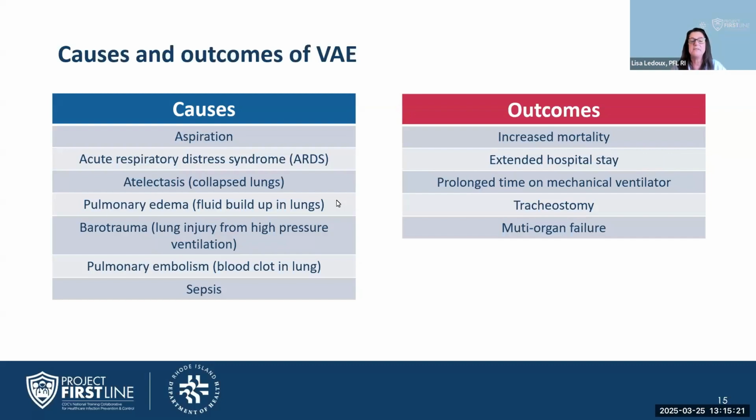Patients experiencing a VAE have a significantly higher risk of death compared to those without a VAE. Also, VAEs cause extended hospital stay due to the need for additional treatment and management of complications related to VAE. They cause prolonged mechanical ventilation. VAEs often lead to a longer duration of time on a ventilator. And another outcome could be a tracheostomy, which is a surgical procedure that creates an opening in the trachea and inserts a tube to allow air to enter the lungs. And that's usually done when there is prolonged mechanical ventilation. And also, there could be multi-organ failure.